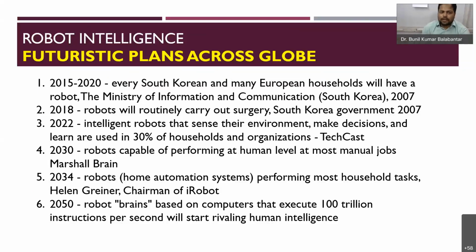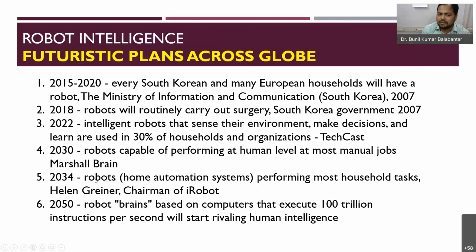So now we are at 2020, 2021. Now intelligent robots have to be developed and utilized in different household activities, not only in industrial applications. By 2030, robots can be capable of performing at the human level, because till now the robot is not that capable like a human being.